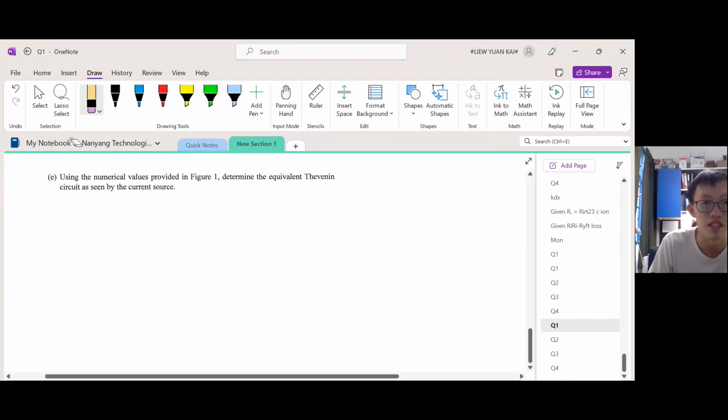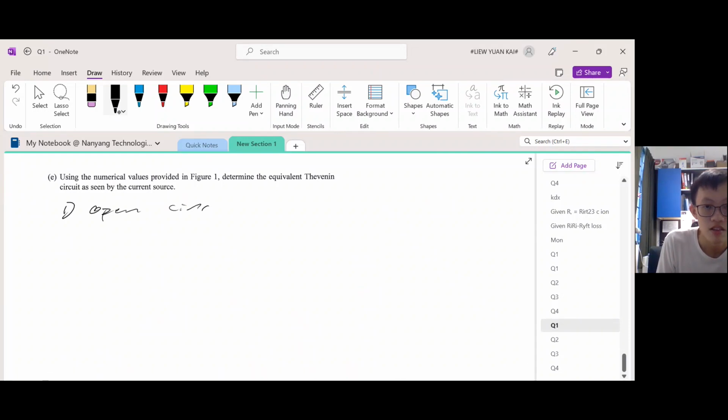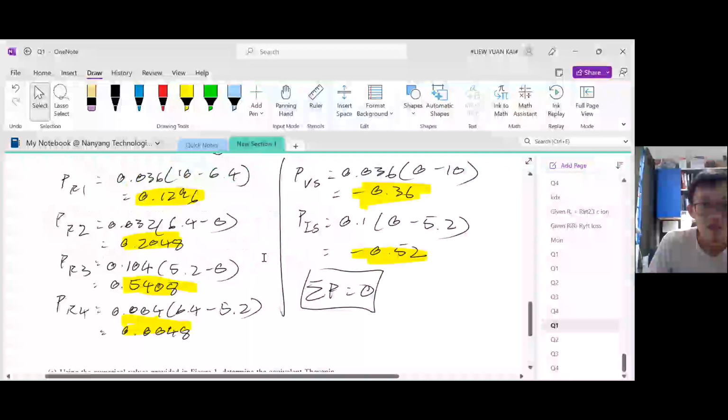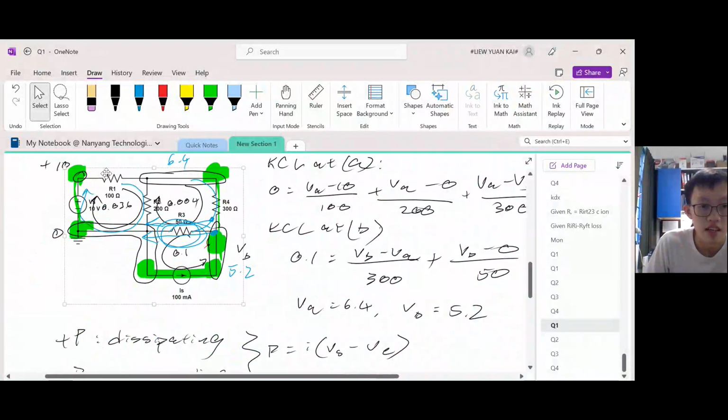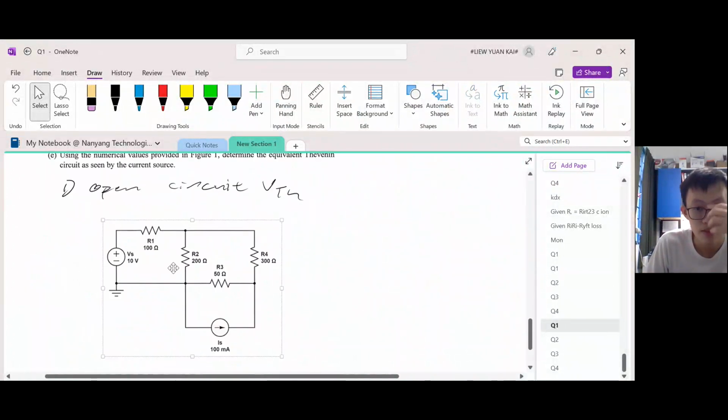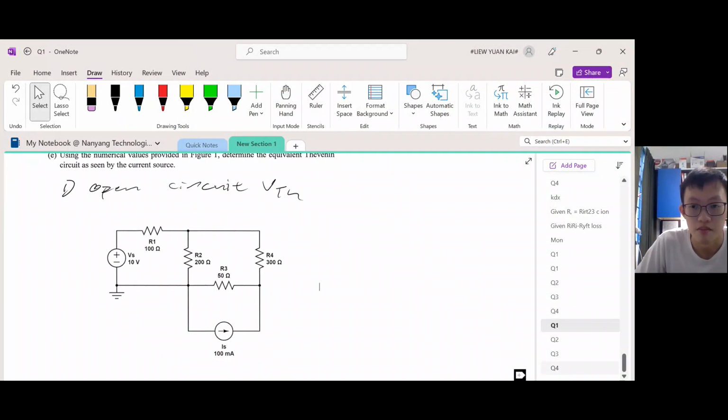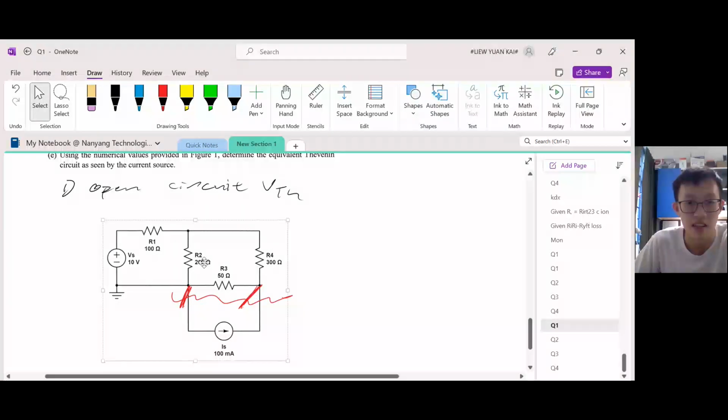So first, let us do step 1, which is find our open circuit voltage, which is V Thevenin. So let's copy this diagram. Open circuit voltage means that I need to remove the thing, right? The thing that I need to remove is the current source. So I need to cut this off, and find the potential difference across the place where I cut off. So let me modify this diagram, okay?